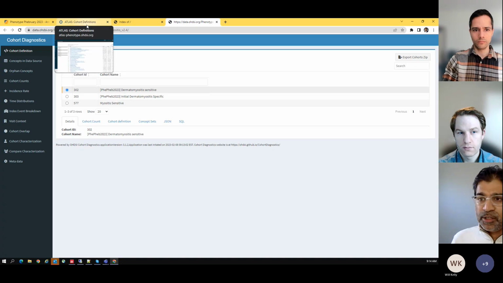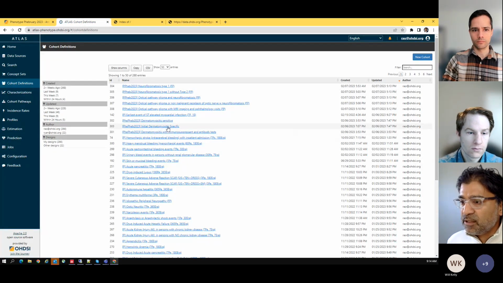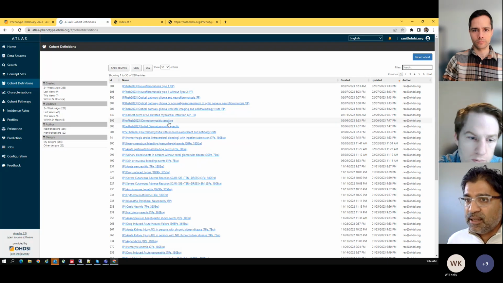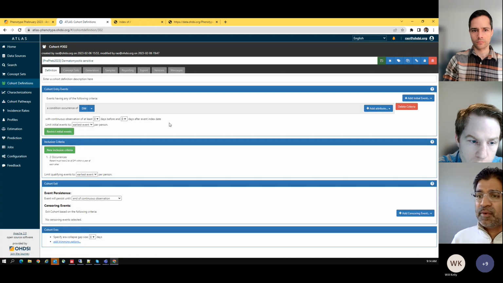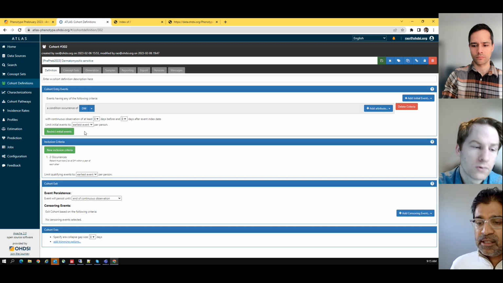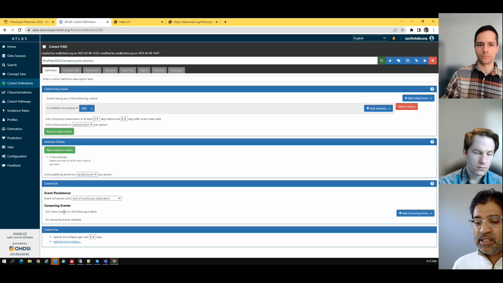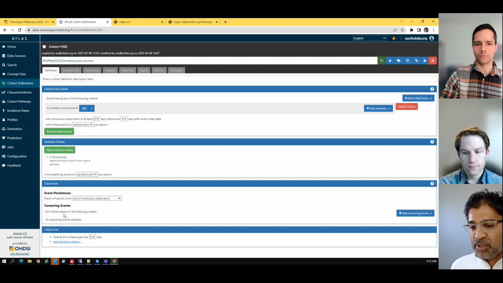Just for the group, because there are lots of people on the call who are looking at it for the first time, I'm just going to call out what these are. There is a sensitive definition and a specific definition. This is the Atlas instance of the Odyssey Phenotype library. So here, I've copied it. This is the cohort JSON. There is an entry event criteria, and there are some inclusion rules, and the exit criteria is till end of observation time. Essentially, what that means is once the person enters, they will continue to stay in the cohort as long as they're observed in the database.